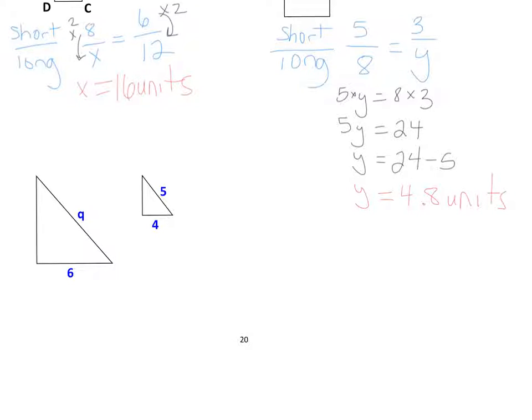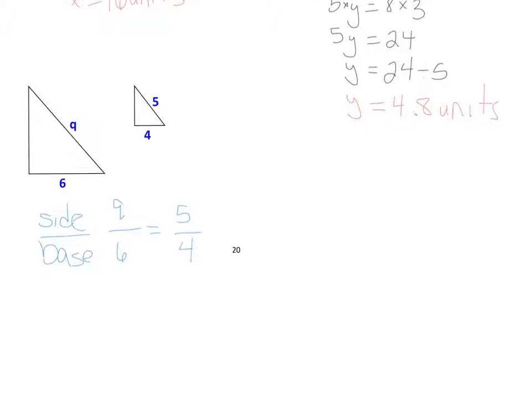For the third one, the 2 triangles, we're going to compare, I'm going to call it the side to the base. It's not the height because the height's always going to be up and down, so I'm going to compare the side to the base. On the larger triangle, the first one, we have the variable q, the base is 6. On the smaller triangle, the side is 5 and the base is 4. You can call them whatever you want. Those are just the terms that I chose to use.